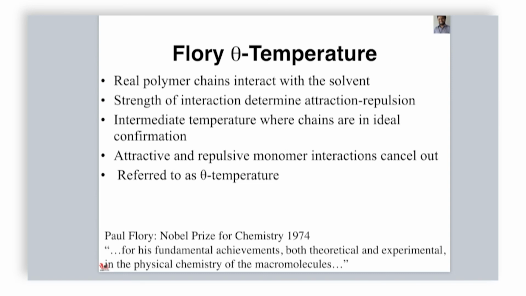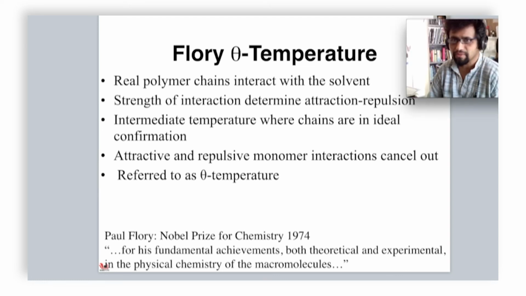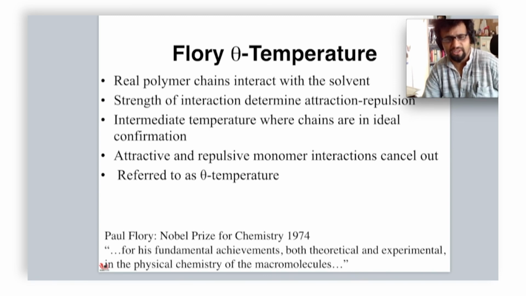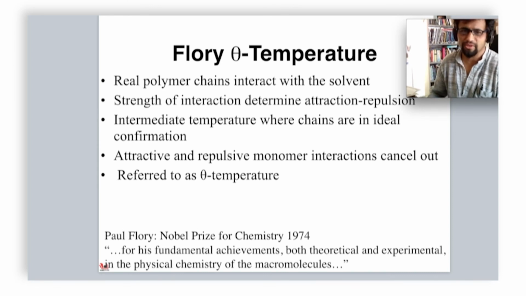There is an issue with the fact that the end-to-end distance is related in real polymers to a scaling factor referred to as the Flory temperature. Real polymer chains are known to interact with the solvent, and the strength of interaction determines the attraction and repulsion. The intermediate temperature where the chains are in an ideal conformation, where attractive and repulsive monomer interactions cancel out, is referred to as the Flory temperature. Paul Flory was a Nobel laureate for his fundamental achievements in the physical chemistry of macromolecules, in some senses a pioneer of polymers.